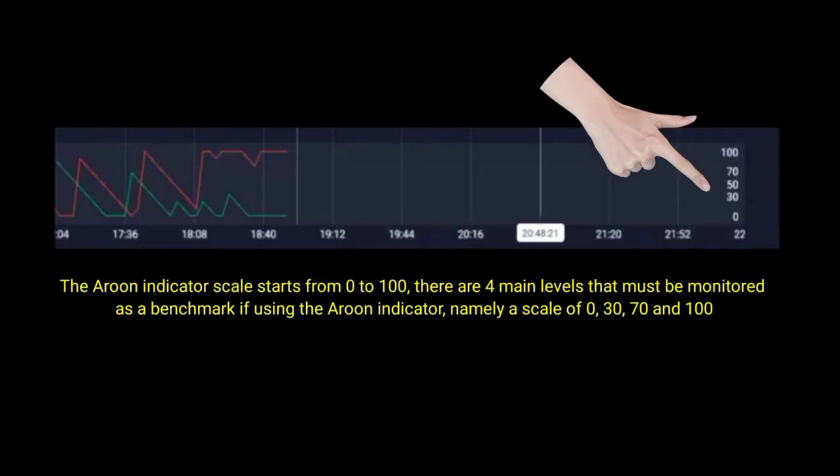The RUN indicator scale starts from 0 to 100. There are four main levels that must be monitored as a benchmark if using the RUN indicator, namely a scale of 0, 30, 70 and 100.